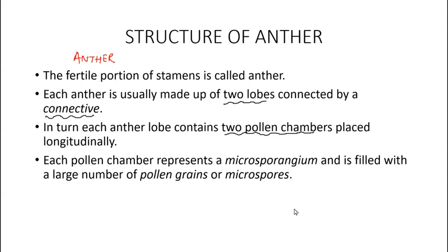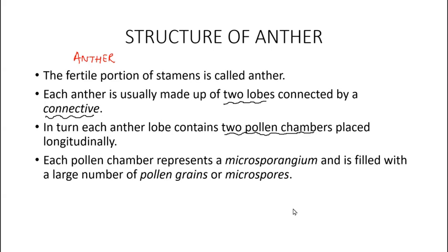I'll show you the picture, but visualize that the anther has two lobes. In each lobe there are two pollen chambers. So one lobe has two pollen chambers, another lobe has two pollen chambers. So total pollen chambers are four. In each pollen chamber there is a microsporangium. What is a microsporangium? It is a region producing the microspores.